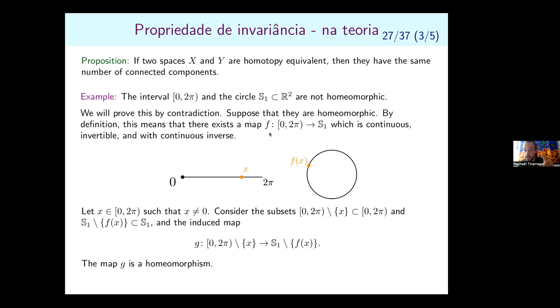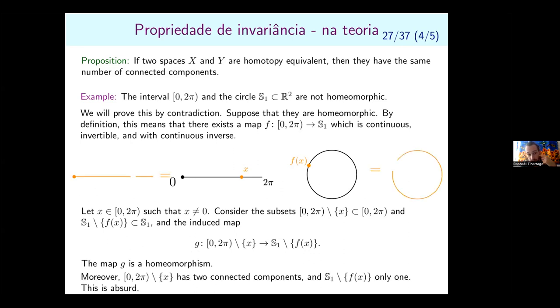If I consider the restriction of F, I call it G. G is a map from [0, pi] minus x to the circle minus F of x. And G is a restriction of a homeomorphism, so this is still a homeomorphism. You can prove this. But now, look at these spaces. The interval minus a point is two intervals, right? And the circle minus a point is an open circle. Two intervals is two connected components. An open circle is one connected component. So what I did here is I defined a homeomorphism between a space with two connected components and one connected component. This is impossible. And so by contradiction, the initial spaces are not homeomorphic.